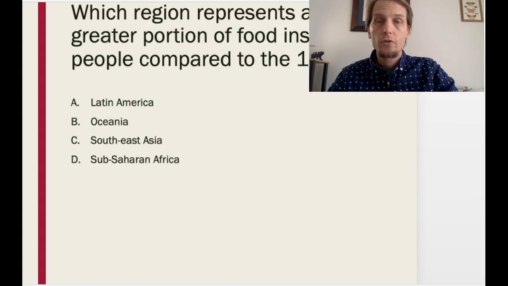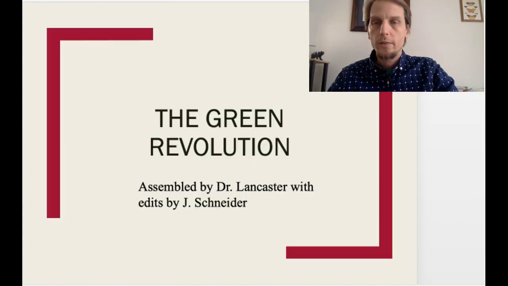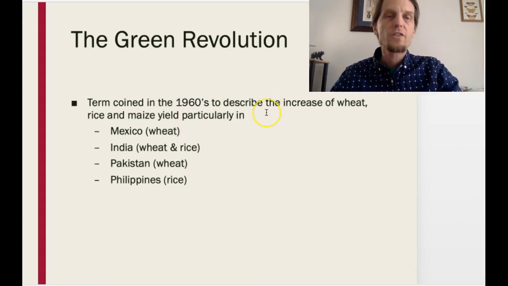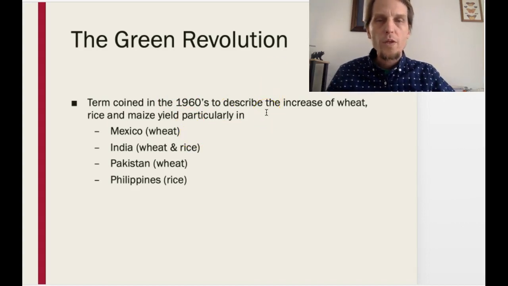Africa would be the answer to your question here. Sub-Saharan Africa. Greater portion of food insecurity. Okay, so the Green Revolution. So the term was coined in the 1960s to describe the increase of wheat, rice, and maize.